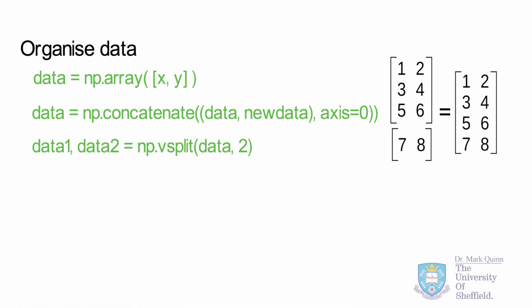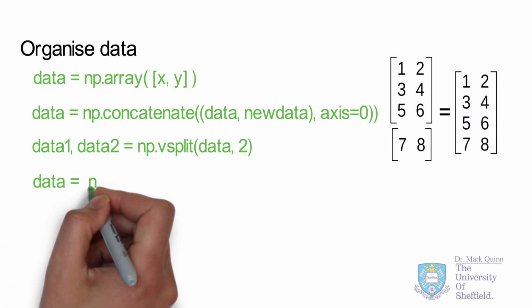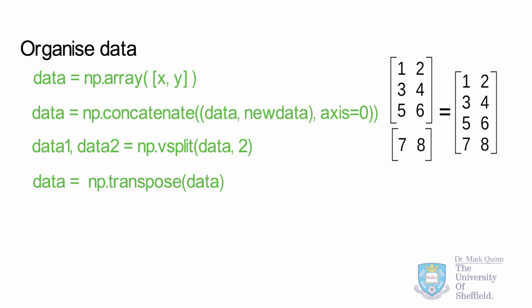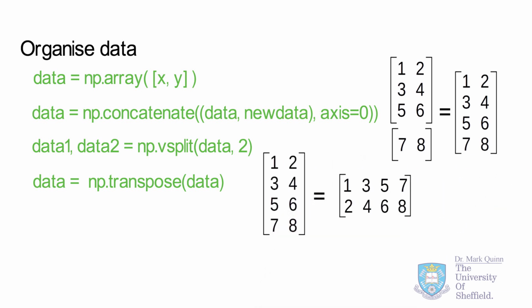Besides increasing the size of our arrays, we can also make them smaller by dividing them into subcomponents. While we can do so using our slice commands, where we use the index and a colon symbol, we can also use specific NumPy commands, such as vsplit, which divides an array into, in this case, two parts along the first axis. If you wish to flip the rows and columns of your data arrays, you can of course use transpose. Here we will swap the 4x2 array into a 2x4 array.